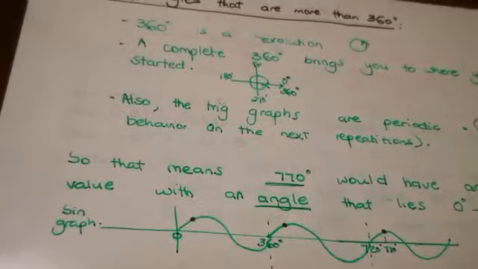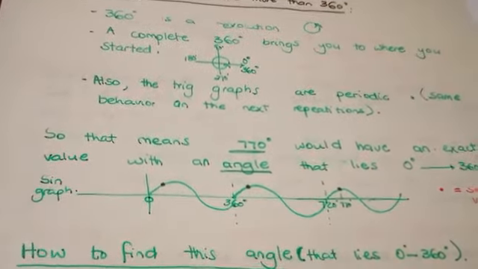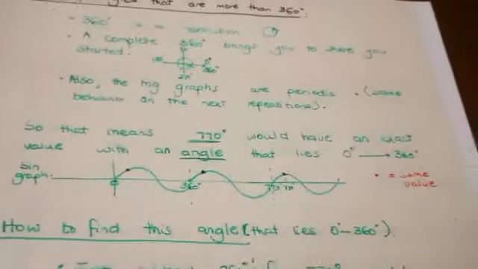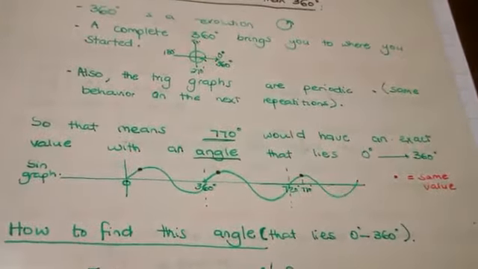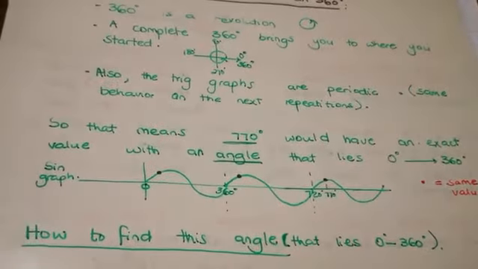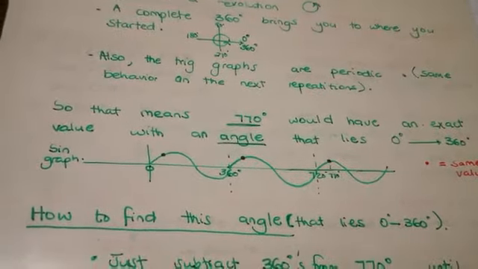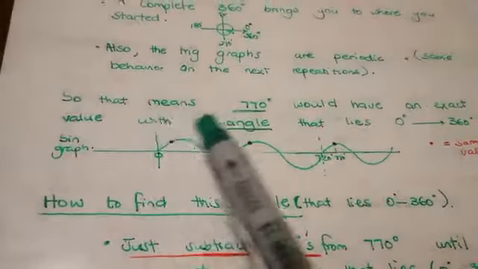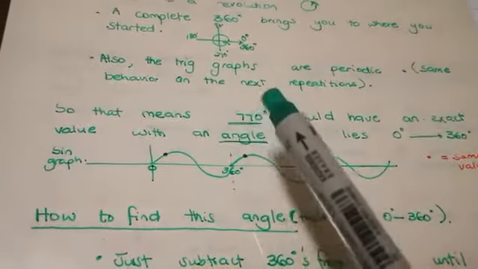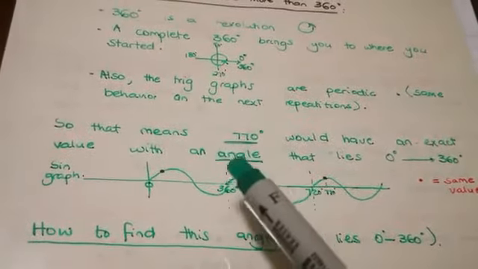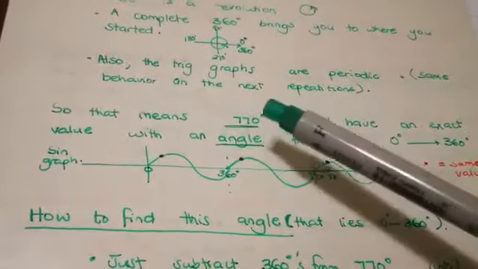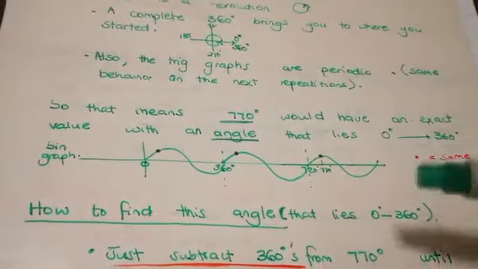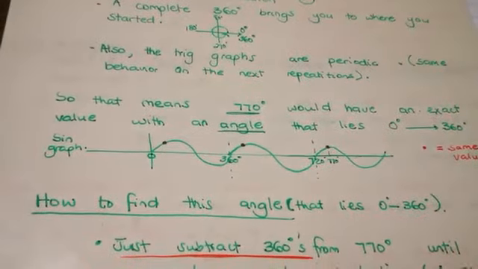And if you remember, we said the graphs are periodic, meaning that the behavior is the same after a certain number of degrees, and for sine and cos that is 360. So if you look at this, 770 is more than 360 degrees, but it falls into one of the repetitions. That means it would have an exact value with an angle that lies between 0 and 360 degrees.